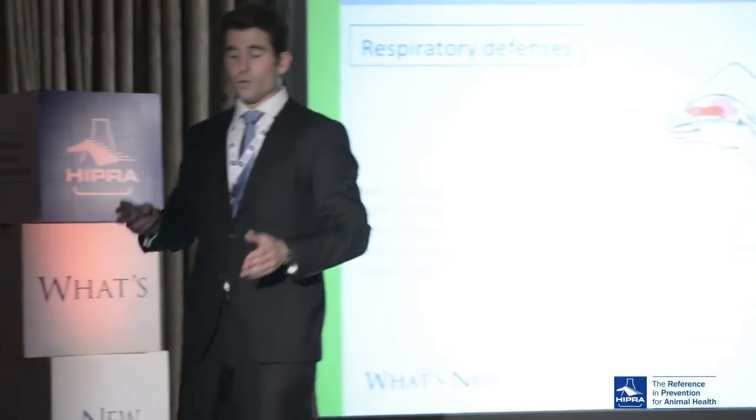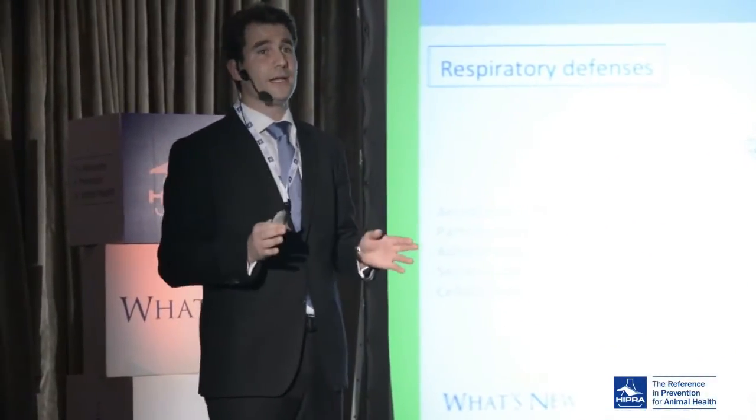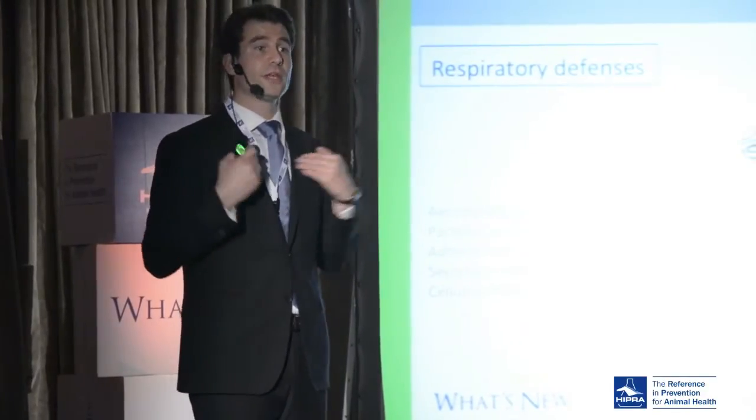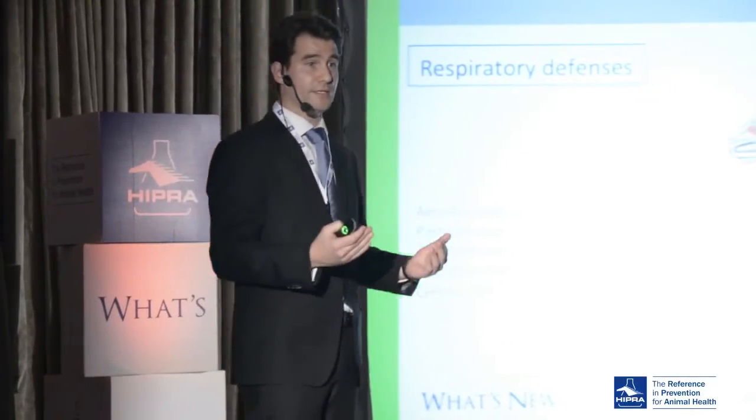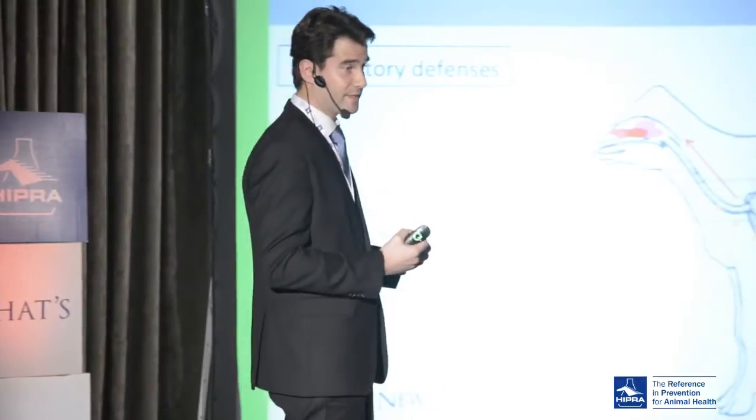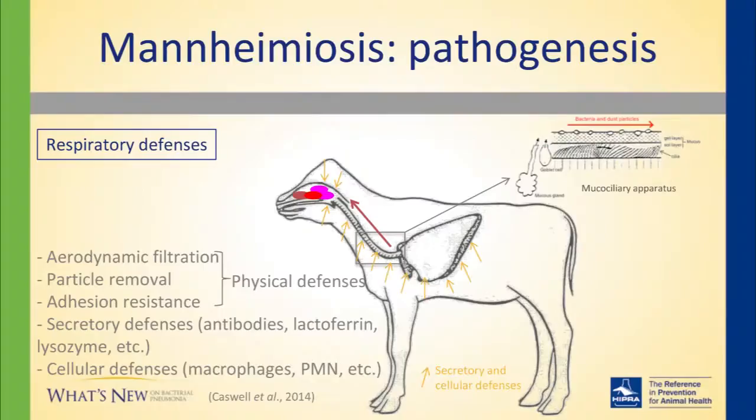It is to note that typically, Mannheimia hemolytica doesn't get access to the lungs and doesn't create disease, thanks to a lot of respiratory defenses that will actually protect the animal, such as the mucociliary apparatus that will constantly trap and remove the bacteria from the lower respiratory airways, or the secretory and cellular defenses like antibodies, macrophages, or others that will also either kill or trap the bacteria.